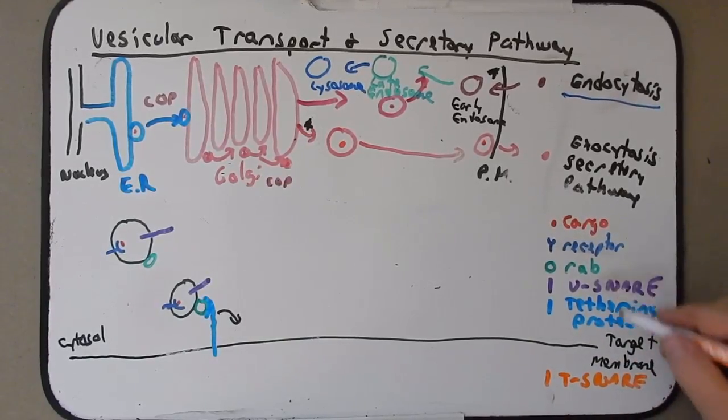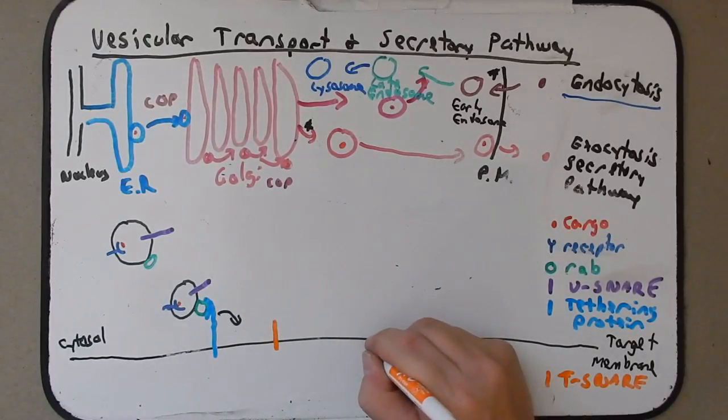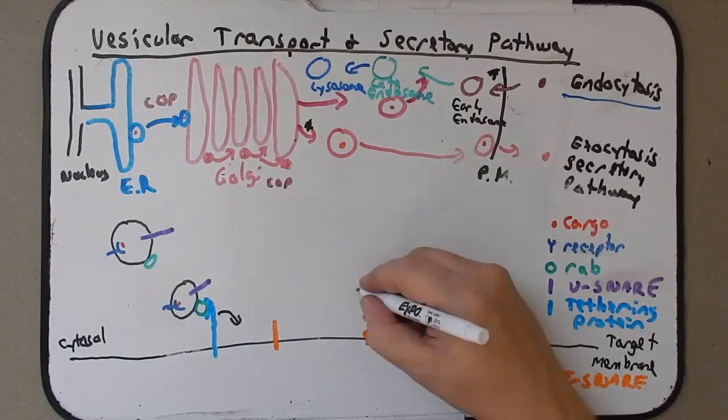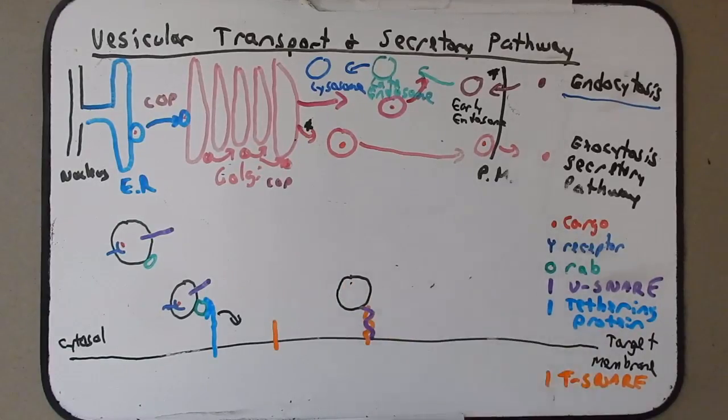Structurally, it's very similar to the V snare, and we say T because it's on the target membrane. And so it will bring the vesicle down so that the V snare and the T snare can now interact. So let's draw that. And it interacts in such a way that they kind of wrap around each other. Now the tethering protein is still attached to the Rab.